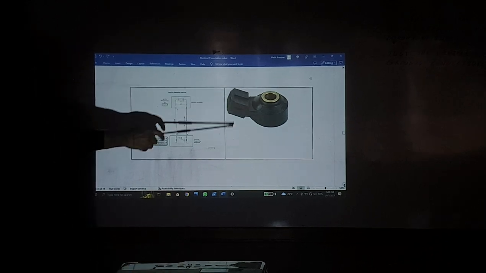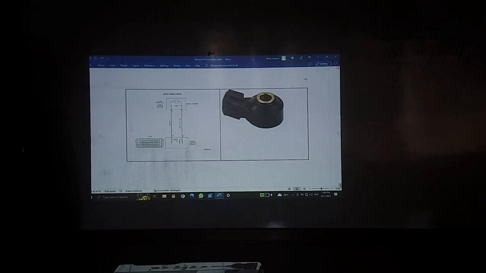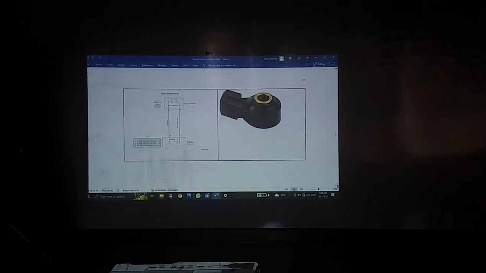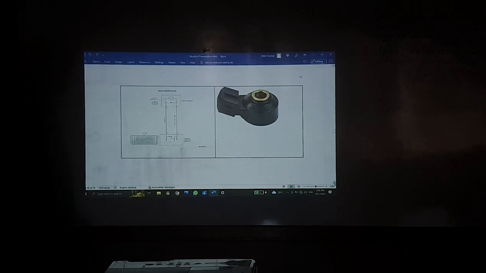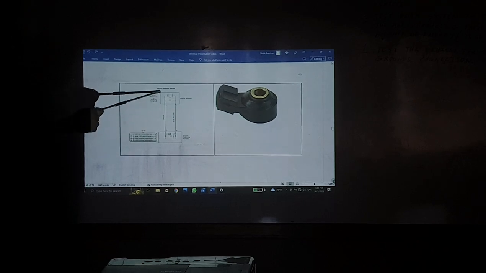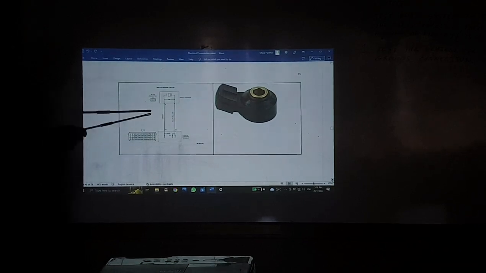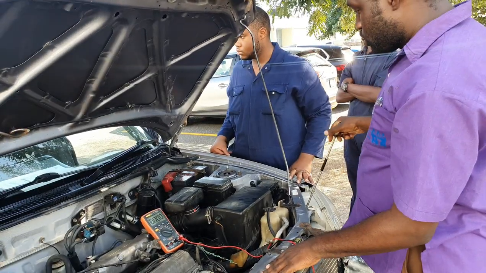So this semiconductor material here, when it's coated at the cylinder block, when knocking starts to take place because of pre-ignition or probably you might have an erroneous knocking caused by bad bearings, it starts to generate electricity. Alright, and this is the schematic diagram of the knock sensor. This is actually the sensor, and this is actually the piece.